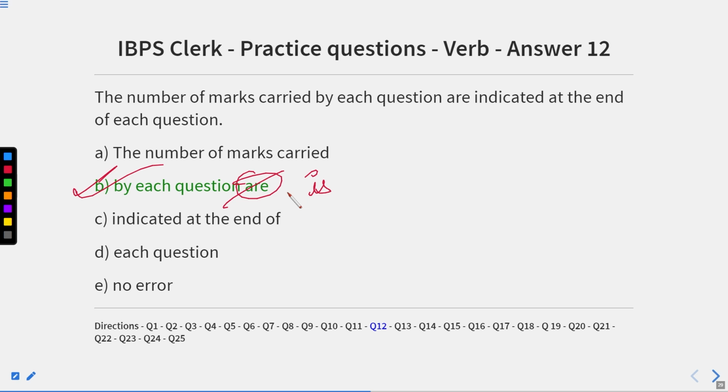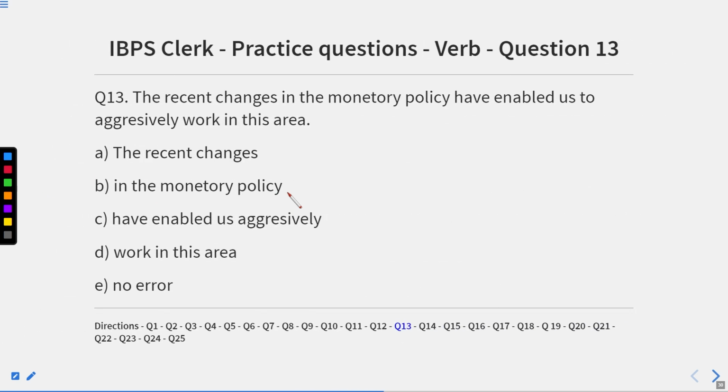Now let us move to the next one, question number 13. "The recent changes in the monetary policy have enabled us to aggressively work in this area." The subject is the recent changes, and in the monetary policy is the partitive. We know well that the verb depends on the subject, not the partitive, so this does not matter at all.